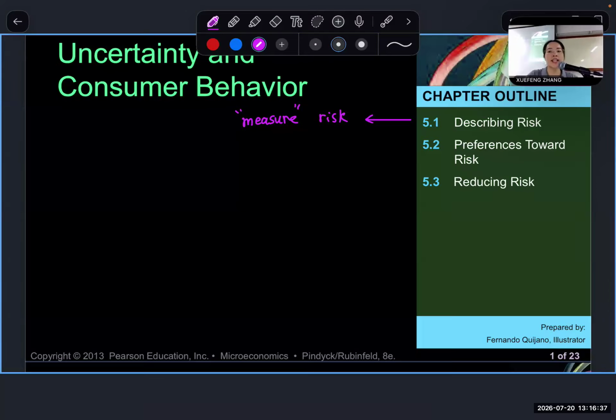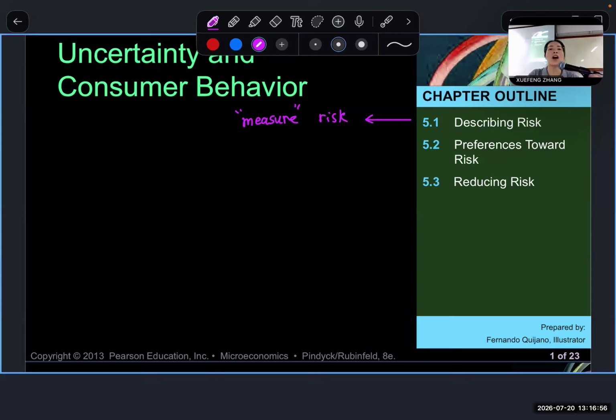Next one, reducing risk. Can we protect ourselves from risk? Are you risk loving? And we'll see how, using tools like insurance, all right? So by the end of this chapter, you understand why people buy insurance. Do you buy insurance? Health insurance for sure.